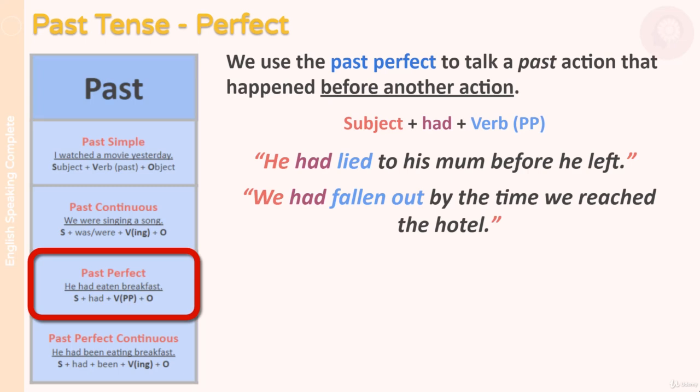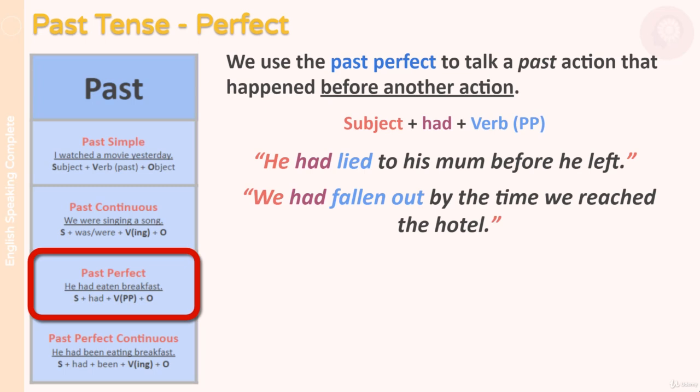One other thing to note, fallen out. This is a phrasal verb, fall out. It means to argue, to not be friends anymore. And we change fall, not the out, we change the verb part, fall, into the PP, the past participle, fallen out. Just something to take note of in this example. And then we have by the time. We had fallen out by the time we reached the hotel, we arrived at the guest house, whatever it may be.